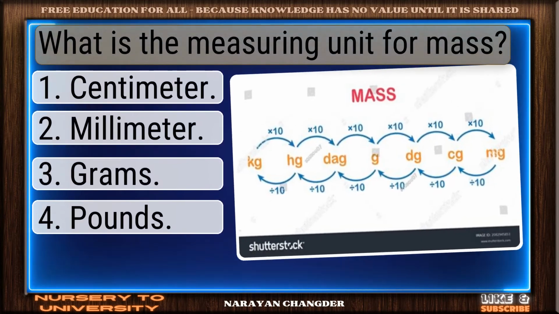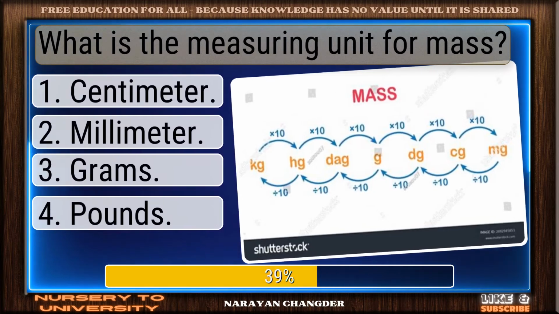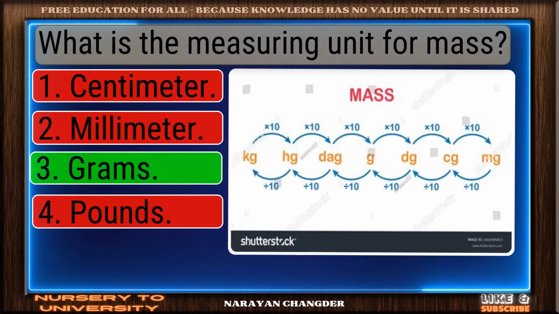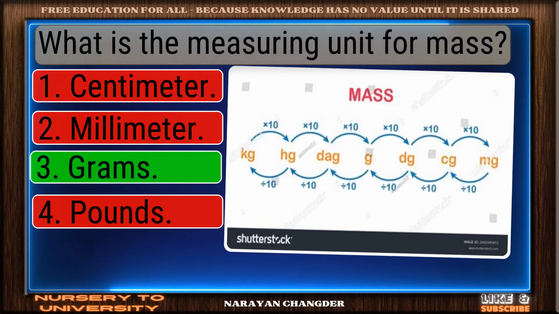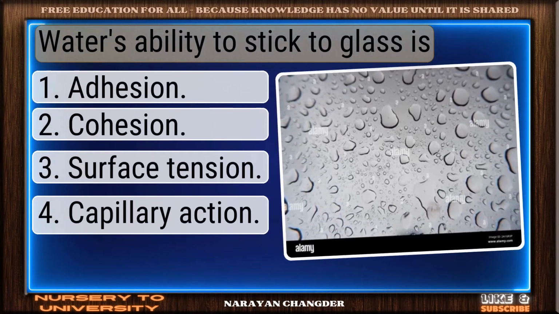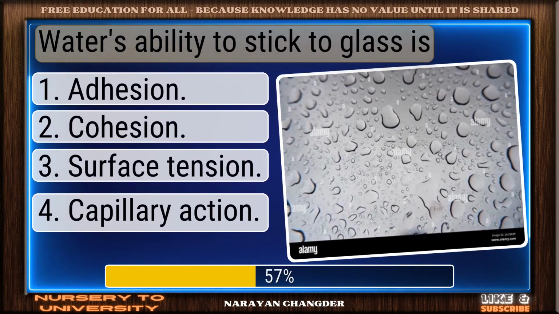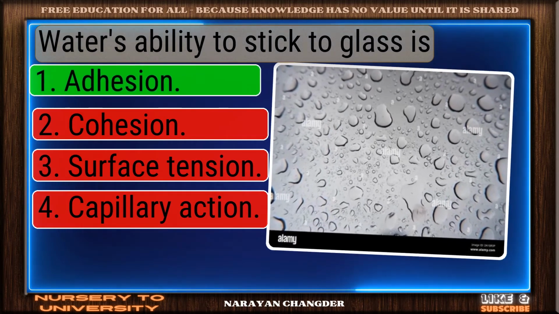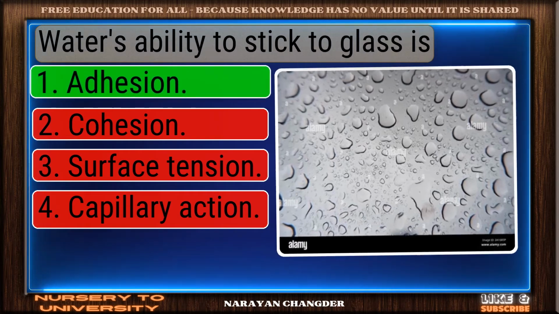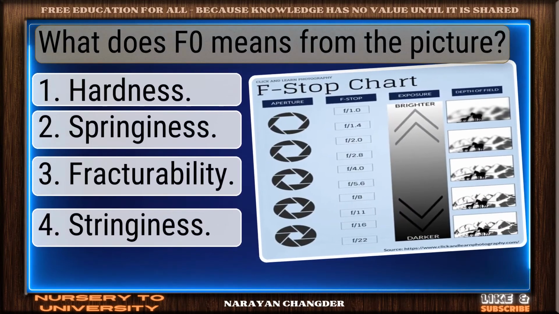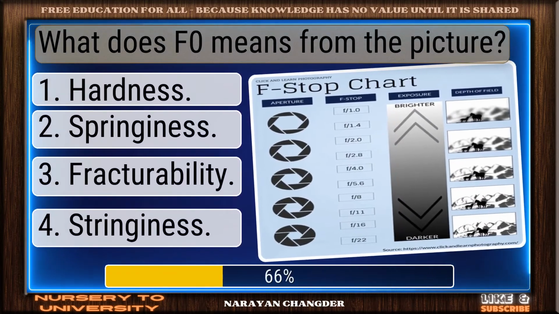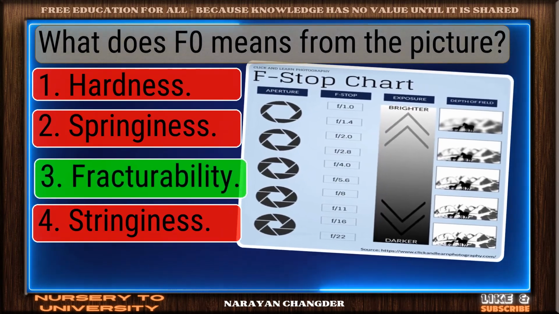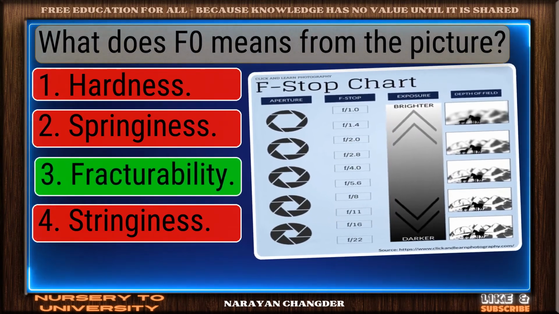What is the measuring unit for mass? Nice selection. Grams is the correct and valid answer. Water's ability to stick to glass is. Good thinking. Adhesion is the right answer. What does this mean from the picture? You chose fracturability, and it is correct.